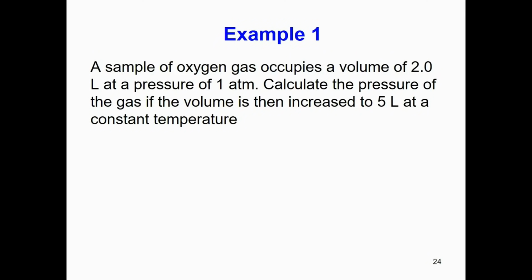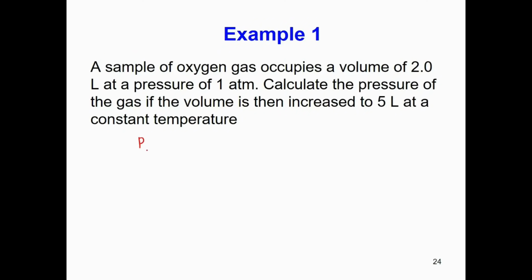Now let's look at example 1. This is actually a simple calculation for Boyle's law. A sample of oxygen gas occupies a volume of 2.0 liter at a pressure of 180 atm. Calculate the pressure of the gas if the volume is then increased to 5 liter at a constant temperature.